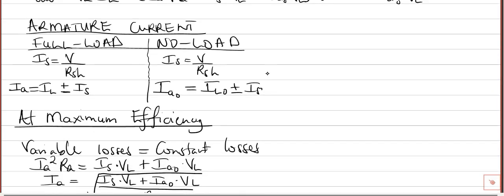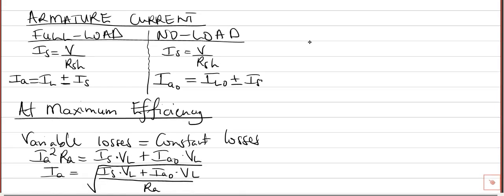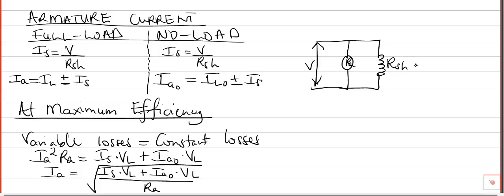Shunt connected, depending on whether it's a generator or a motor, that would refer to the direction of current. But the idea is you have an armature connected in parallel with a field or shunt resistance. There's a terminal voltage, armature resistance, and a shunt resistance. In your textbooks, this shunt is then represented as RF.